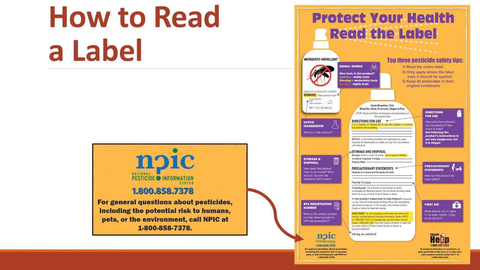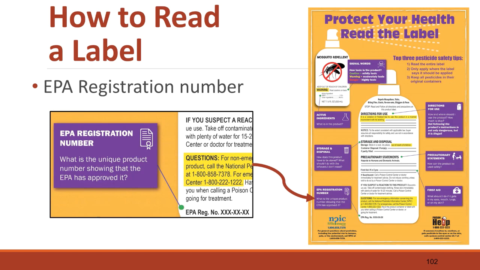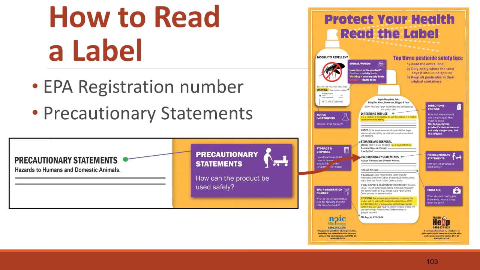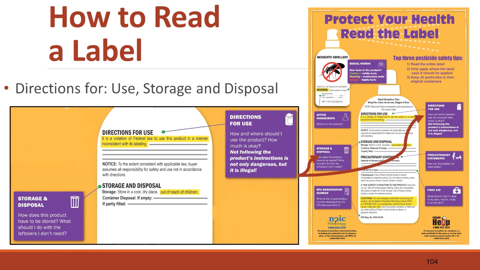Here's a graphic from the National Pesticide Information Center on reading pesticide labels. All pesticides registered with the EPA will have this information on the label. The EPA registration number, which shows that the product was submitted to the EPA for evaluation. Precautionary statements, which list particular hazards to humans and pets, and in general, how the product can be used safely. And directions for use, storage, and disposal. It is not only dangerous to ignore these instructions, it is against the law.